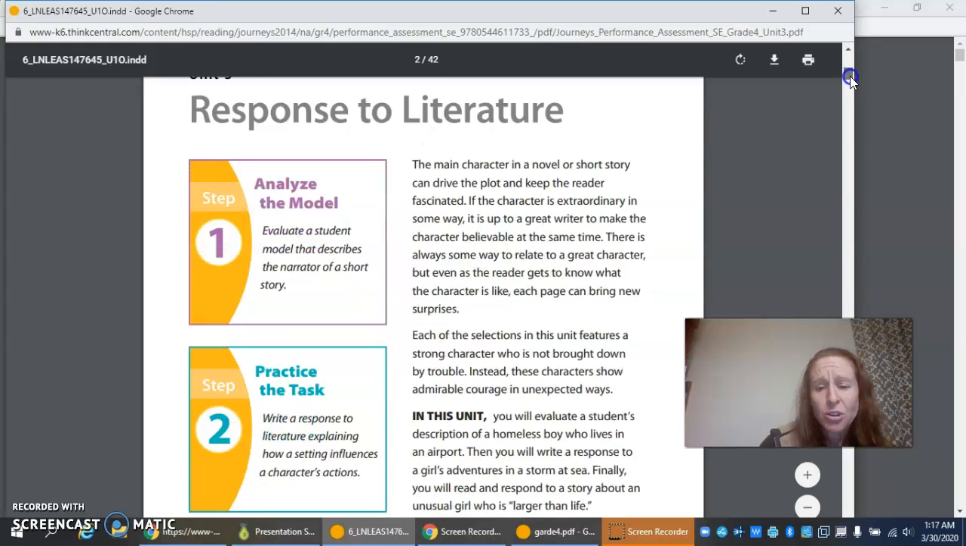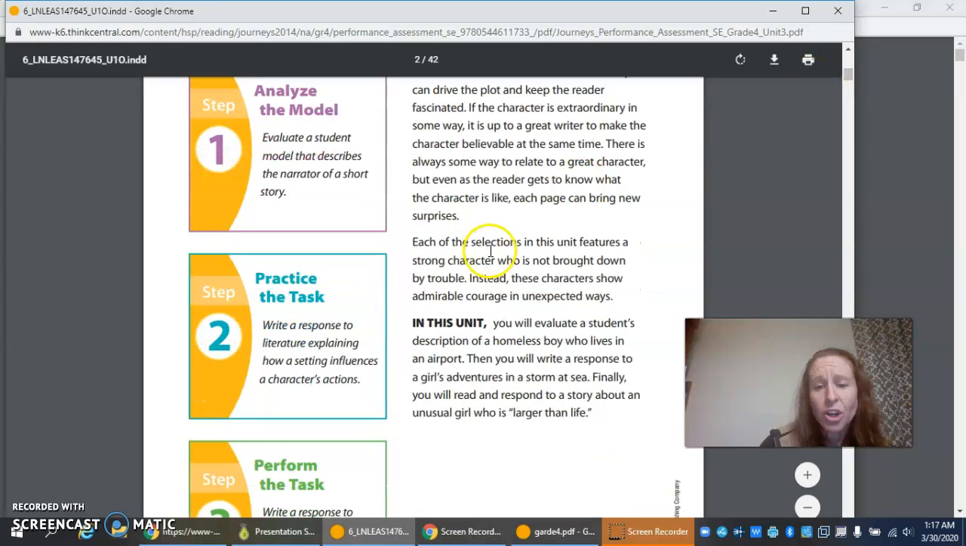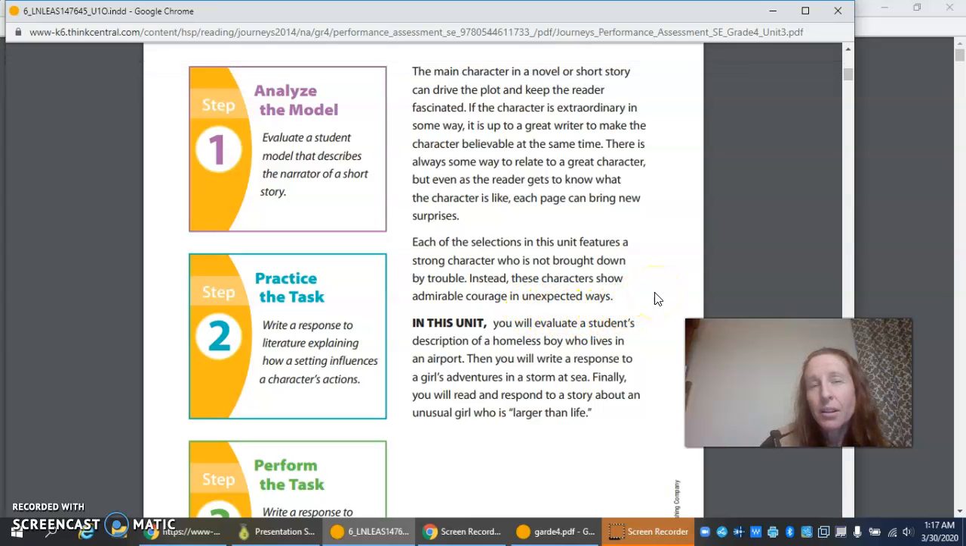Each of the selections in this unit features a strong character who is not brought down by trouble. Instead, these characters show admirable courage in unexpected ways. So that's kind of the, I don't want to say the theme, but what connects all of these stories is that they have strong characters who are not brought down by trouble. They all face some kind of trouble, but they're able to overcome it maybe because of their attitude.